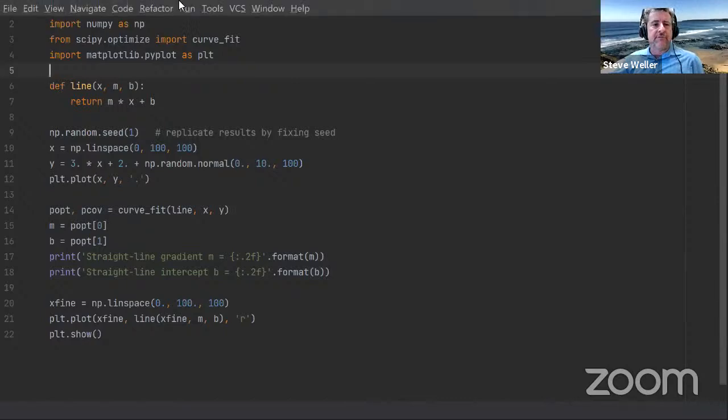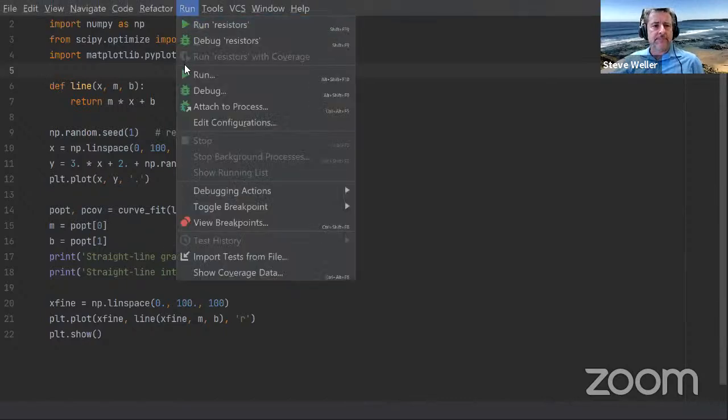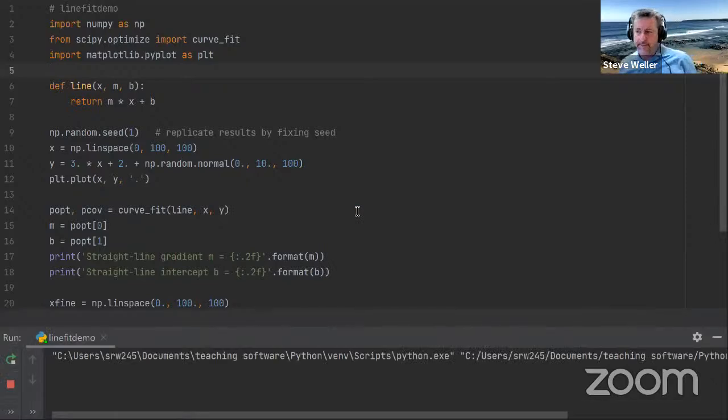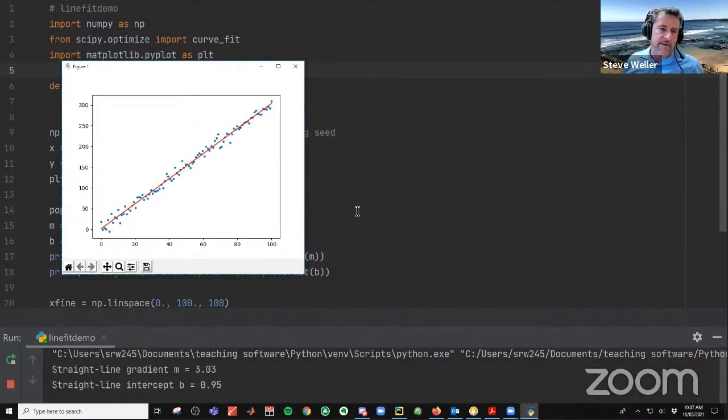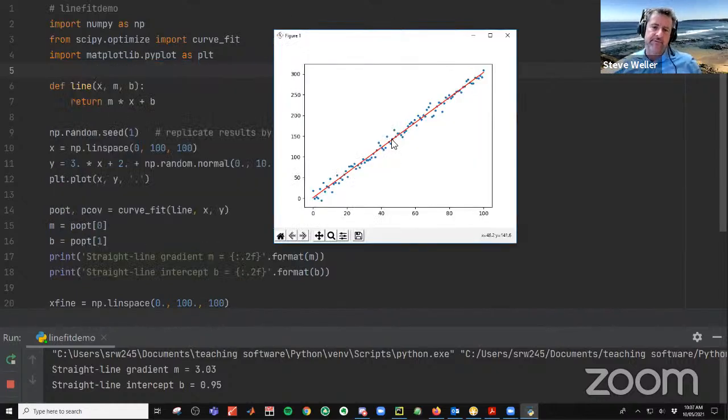So let's run that live now. Line fit demo. And there we have the 100 pairs of data points represented as the blue dots. And then the line of best fit that connects them there as the red line. What I also do is display the results of the gradient and the offset of the line of best fit to the console.